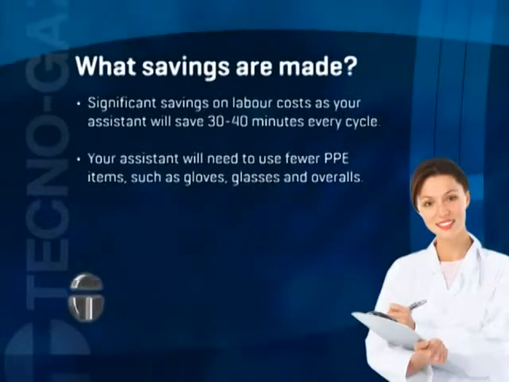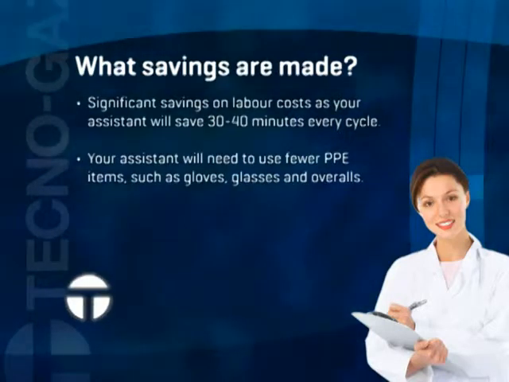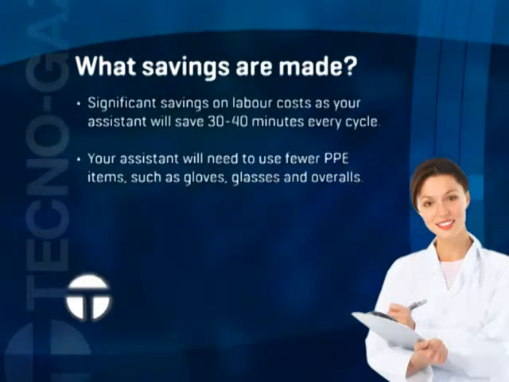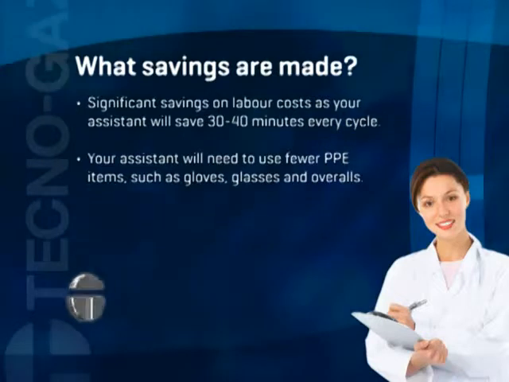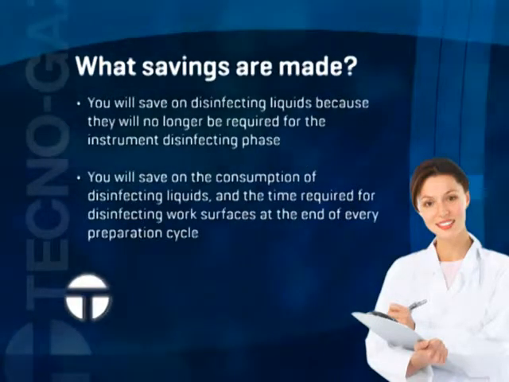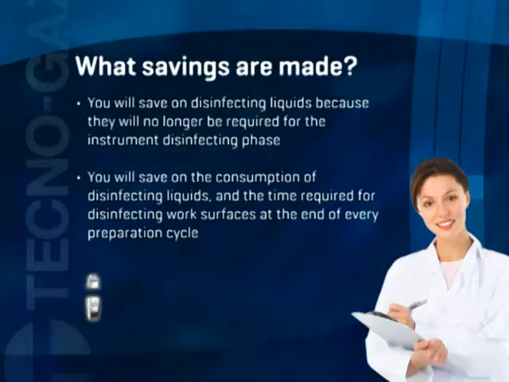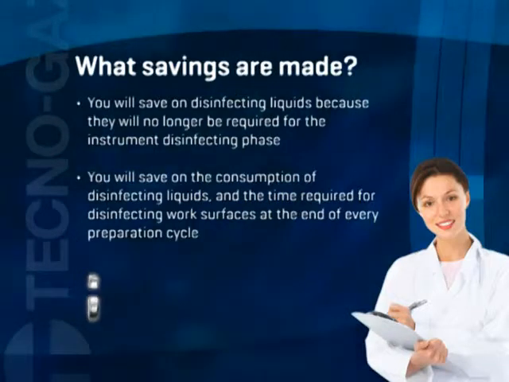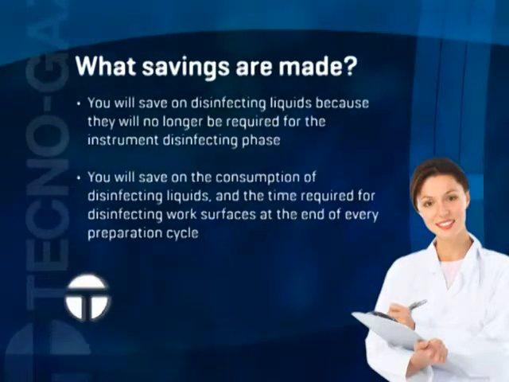What savings are made? Significant savings on labor costs, as your assistant will save 30 to 40 minutes every cycle. Your assistant will need to use fewer PPE items, such as gloves, glasses and overalls. You will save on disinfecting liquids, because they will no longer be required for the instrument disinfecting phase. You will save on the consumption of disinfecting liquids and the time required for disinfecting work surfaces at the end of every preparation cycle.